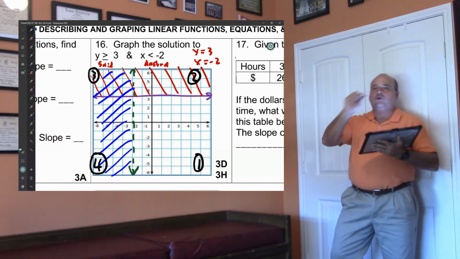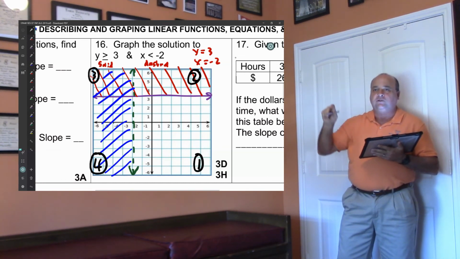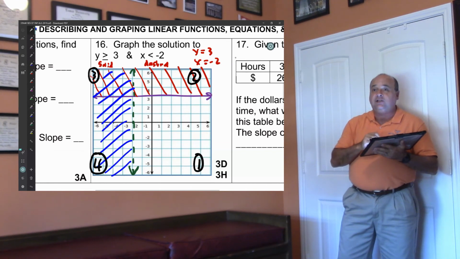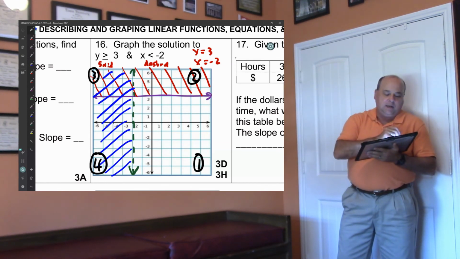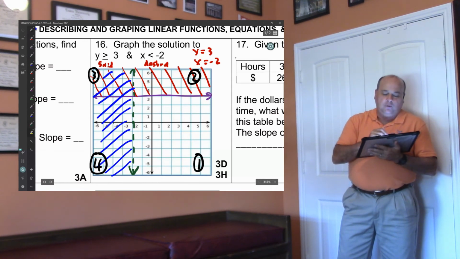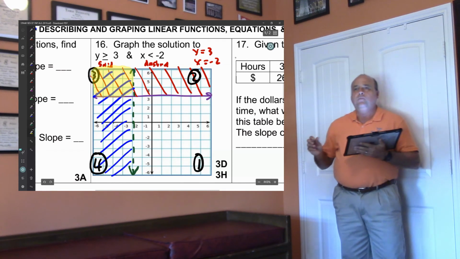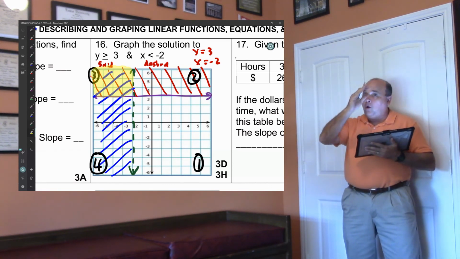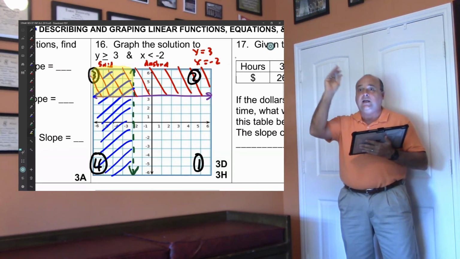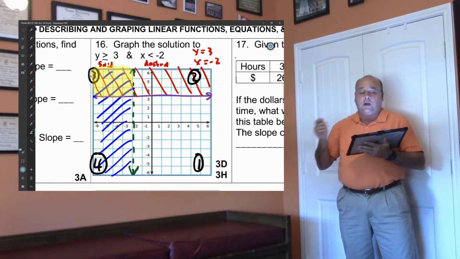So when 2 lines cross, there's 4 intersection parts. 1 part will not have any shading. 2 parts will be single shaded. And 1 part will be double shaded. And the double shaded area is the answer. Okay? So the 4 parts, the part that's double shaded is going to be where the inequalities work.